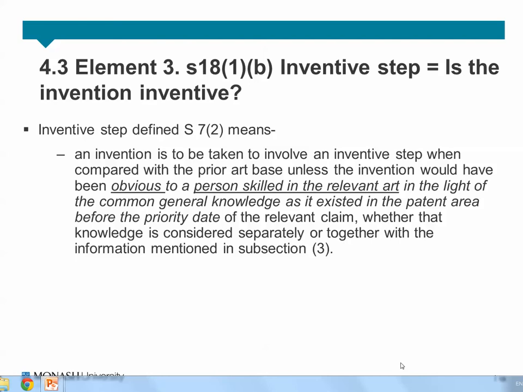Inventive step is defined by section 7.2 as meaning that the invention involves an inventive step when compared with the prior art base, or in our case the prior art, unless the invention would have been obvious to a person skilled in the relevant art, in light of the common general knowledge as existed in the patent area. Now, this test is essentially called the obviousness test.